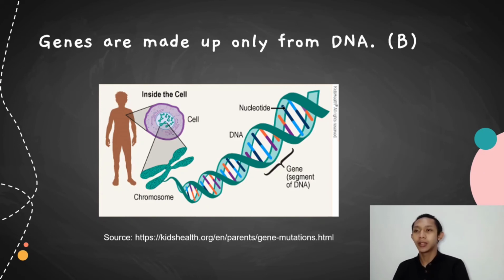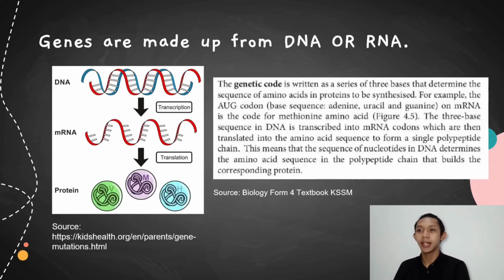So the misconception of this chapter is genes are made up only from DNA. Usually the student has this misconception before learning the topic, which is they learn from lower form. So actually genes are made up from DNA or RNA. So DNA actually serves as a template for RNA to be translated into amino acids which produce certain proteins in the body. Therefore RNA is also a part of the genes.